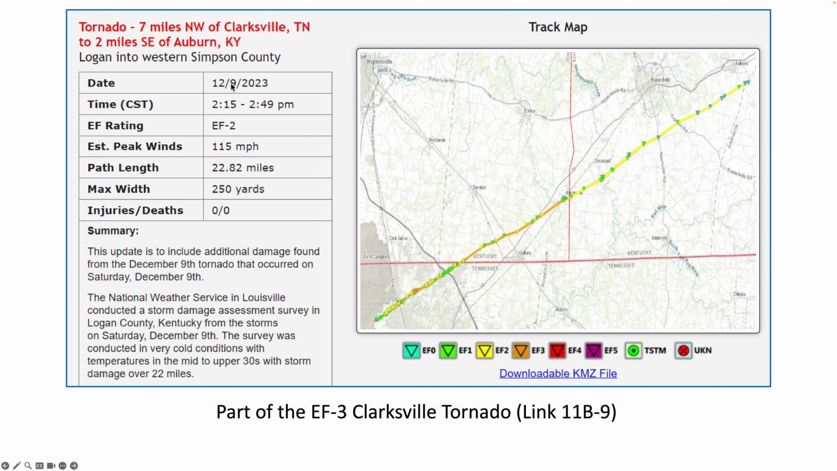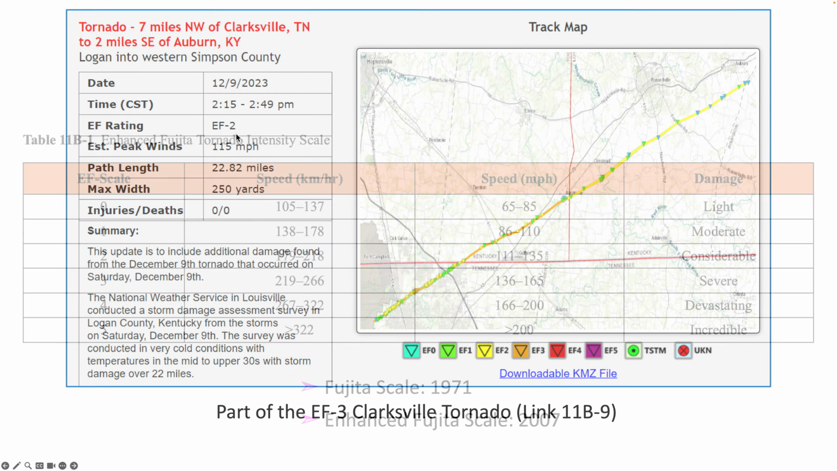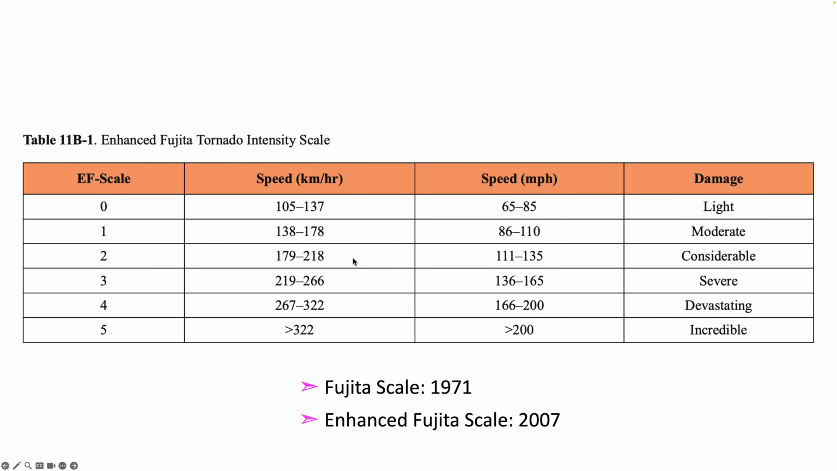So again, on the 9th of December, 2023, this tornado was on the ground for just a little bit longer than half an hour, so 34 minutes. The strongest winds during this particular time were classified as EF2. So you can go right back here to EF2, and you can see that the winds were between 111 and 135 miles an hour.